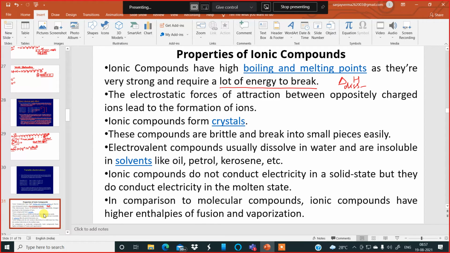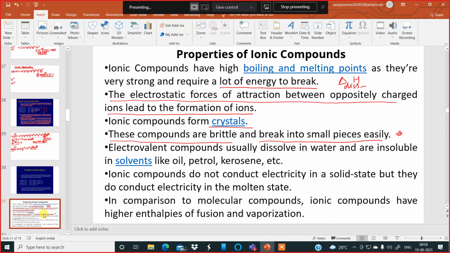Okay. Now, the electrostatic forces of attraction between oppositely charged ions, cations and anions, are strong, and if you overcome that, it results in the formation of ions. Now, ionic compounds form crystals. These compounds are brittle and break into small pieces easily. That is the reason for the brittleness. The ionic solids are hard. The hardness is due to what? Strong electrostatic forces existing between the ions.